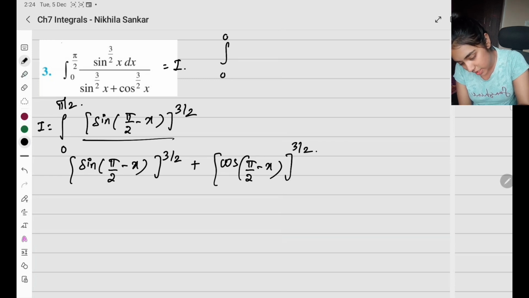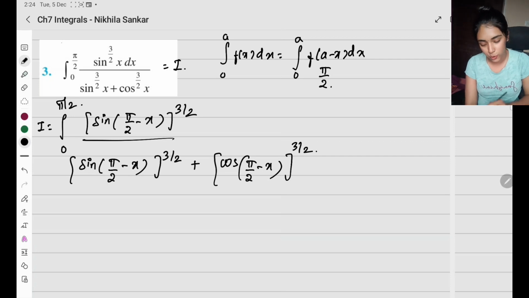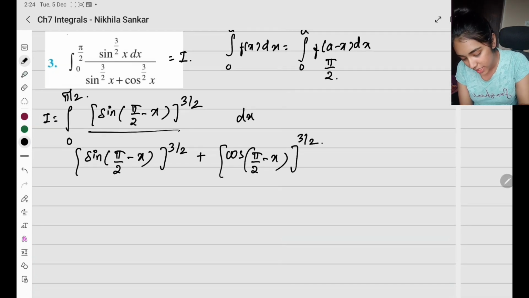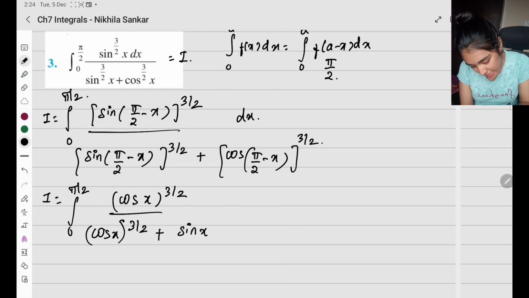What am I doing? From integral 0 to a of f of x dx, I'm substituting 0 to a of f of a minus x dx, where my a value is pi divided by 2. This is what I'm doing. So times dx, this is nothing but I equals 0 to pi by 2 of sin of pi by 2 minus x is cos x to the power 3 by 2 divided by, again, cos x to the power 3 by 2 plus cos of pi by 2 minus x is sin x to the power 3 by 2 times dx.